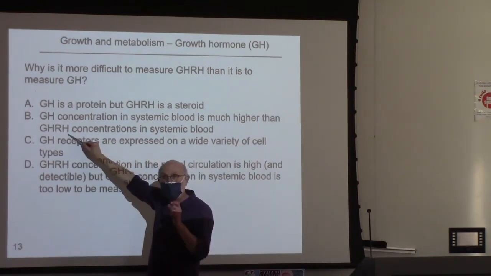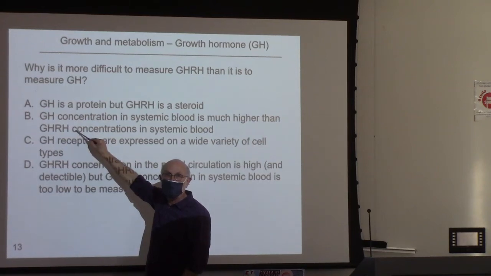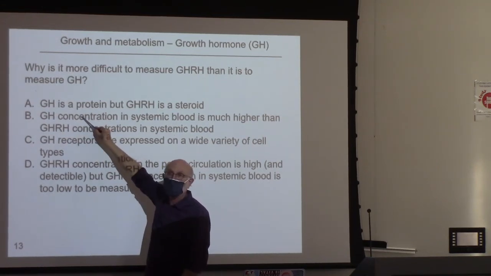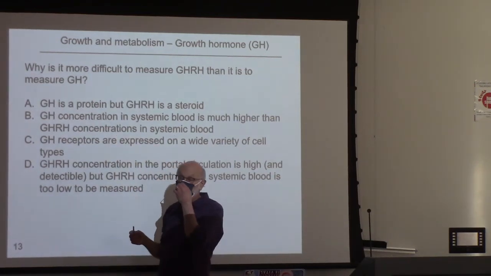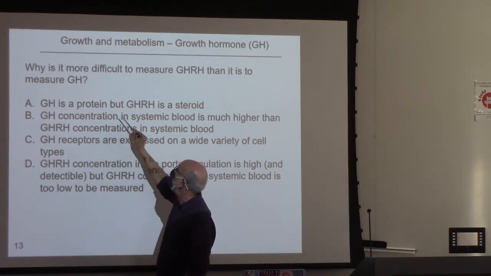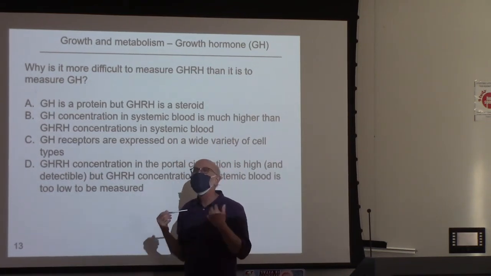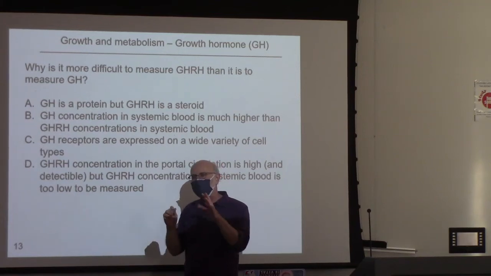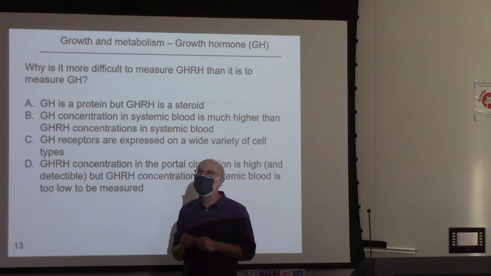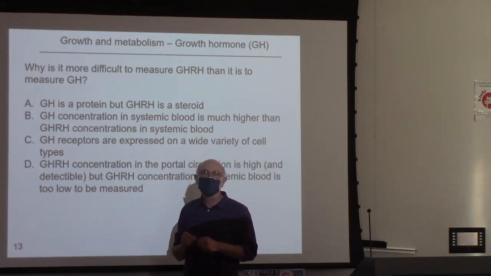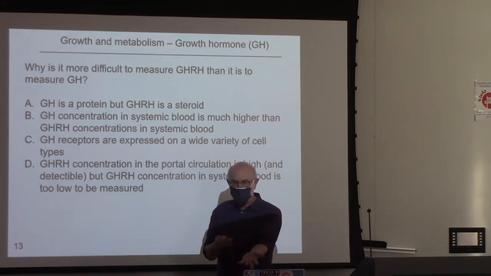GHRH is released into the portal circulation, a tiny little circulation between the hypothalamus and the pituitary. Growth hormone is released into the systemic circulation. So GH concentration, because it's going everywhere, or it needs to go everywhere to have all of its effects, is much higher in the blood that could be sampled. We cannot sample portal blood. So if someone says, well, just go into the portal circulation and measure the concentration there, that's so easy to say and it's almost impossible to do. You can't sample portal blood. You sample systemic blood.